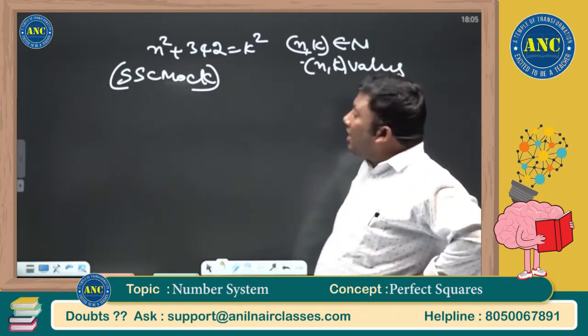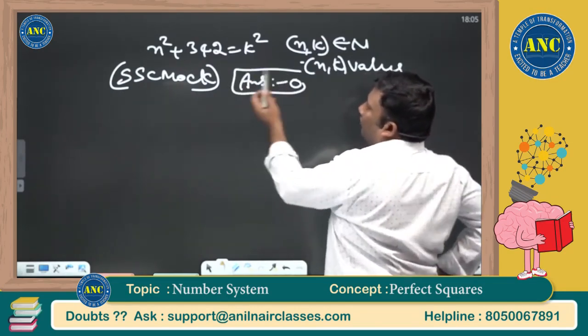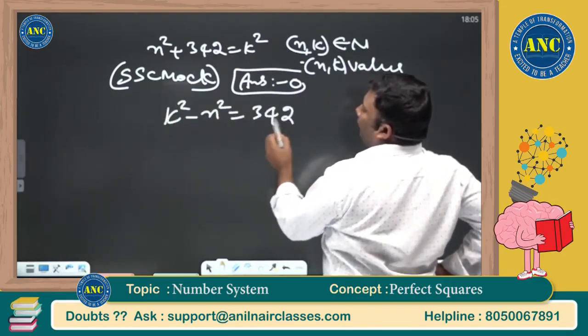How many values n comma k will take? I said the answer is 0. Sir, how come you solved so fast? It's a very simple question. k square minus n square is equivalent to 342.